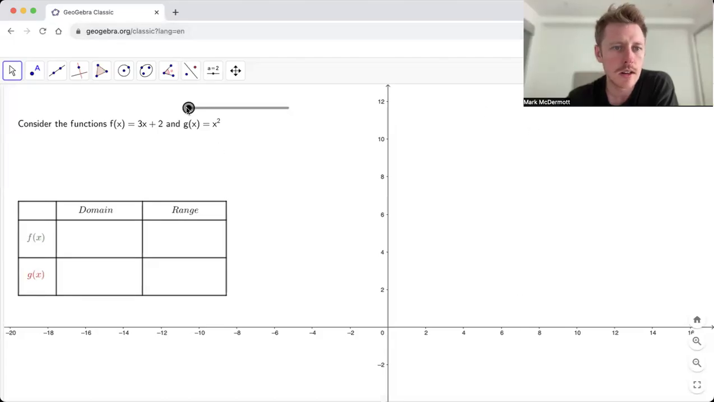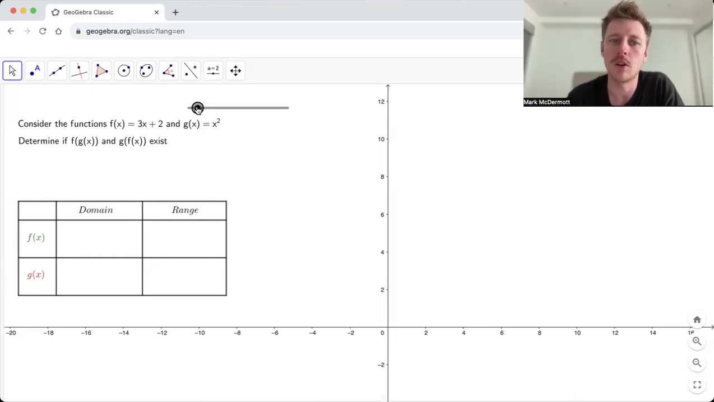I wanted to have a look at an example of a composite function and deciding whether or not the composite function exists. So this one should hopefully be a pretty straightforward example. The question says, consider the functions f of x equals 3x plus 2 and g of x equals x squared. So the question is saying determine if f of g of x exists and g of f of x exists.